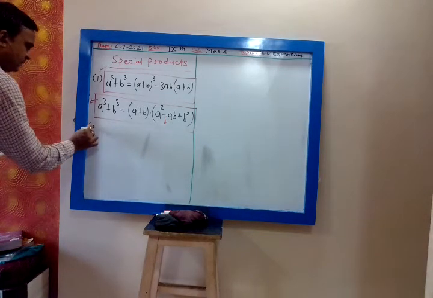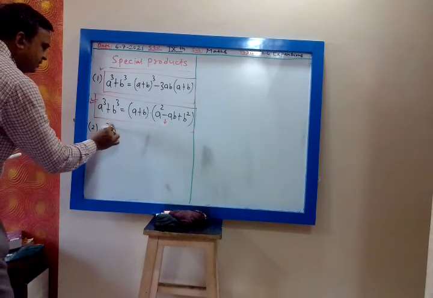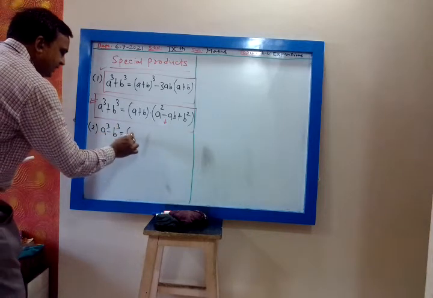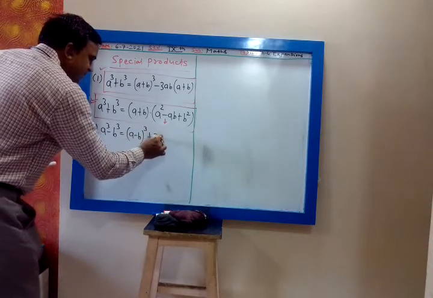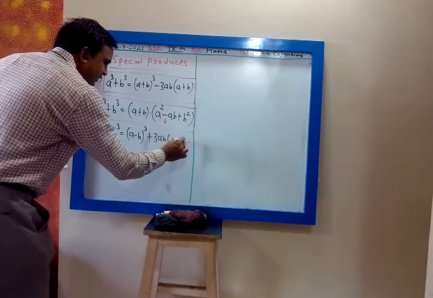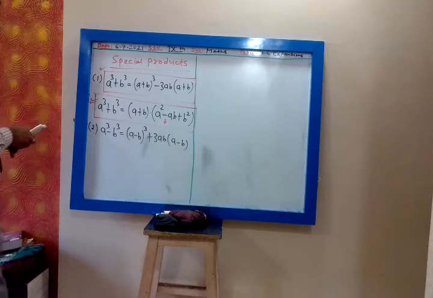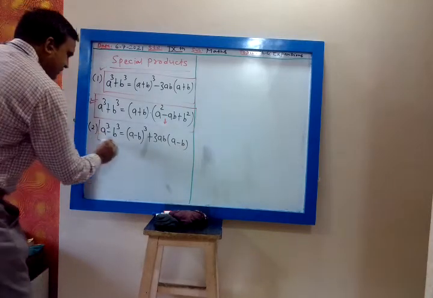Then we have seen the formula for a cube minus b cube. a cube minus b cube is (a minus b) whole cube plus 3ab into bracket (a minus b). Correct? This formula we had seen earlier.